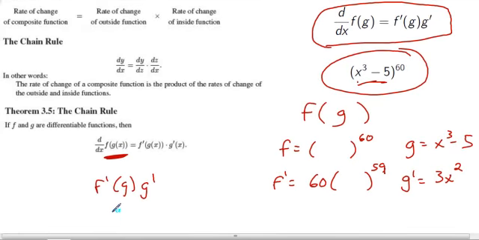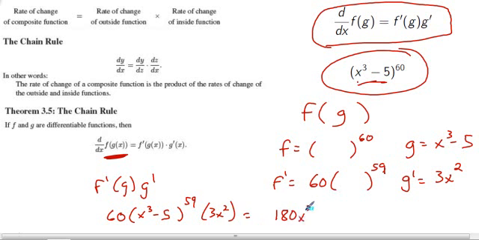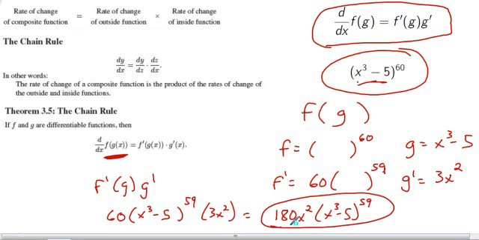Well, f prime is 60 raised to the 59th power, with the inside piece, the original g, being x cubed minus 5. And then I multiply by my g prime, which in this case is 3x squared. And yes, I can put that 3x squared out in front, so it ends up being 180. If I simplify, 180x squared, when I multiply by that 60, times x cubed minus 5 raised to the 59th power. And that will be my answer, the chain rule derivative of that particular piece.